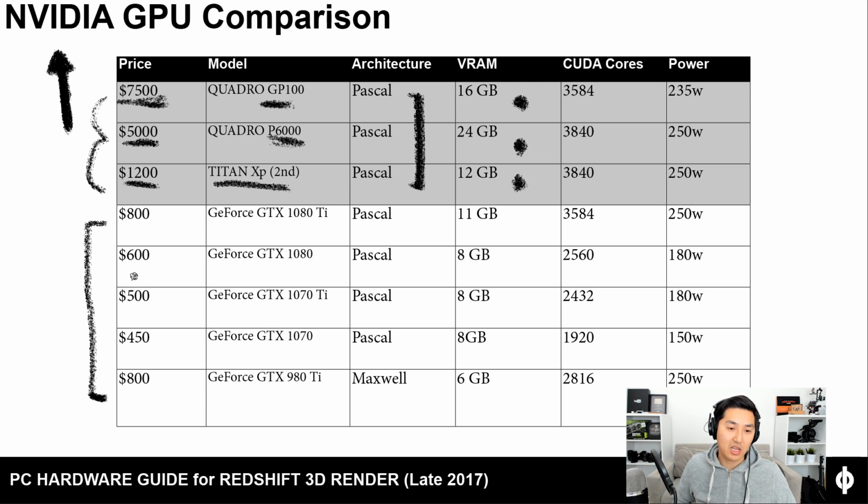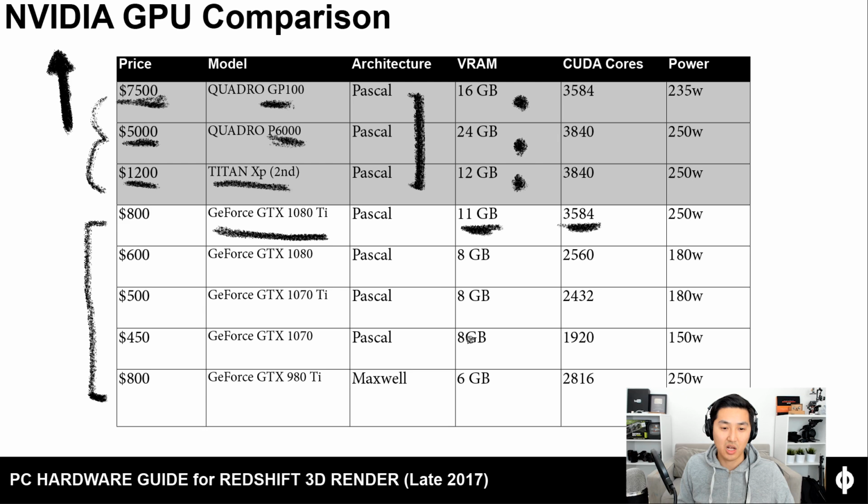So we're going to start at the top here. We have the GeForce GTX 1080 Ti. These are all Pascal except for the bottom one here. This one has the most video RAM, and it also has the most CUDA cores. And as we go down the list, the price decreases, the amount of video RAM decreases, and the amount of CUDA cores decreases, as does the power supply.